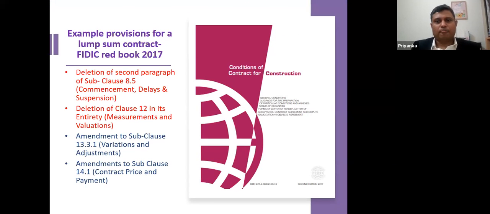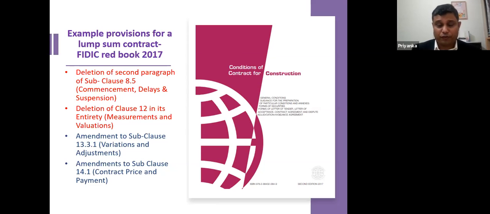Now we are coming into the amendment part of the FIDIC conditions of contract related to the lump sum contract. There are 4 different clauses which you need to take into account. What is given within brackets are the clauses. Commencement, delays, and suspension is clause 8. It starts from clause 8.1, commencement date, and then goes on, so on and so forth.